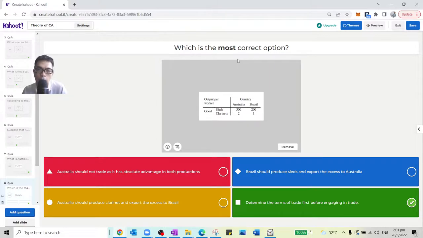So which is the most correct option? You realize that the red option is confirmed not the correct option, because Australia already has absolute advantage. By right, if they have absolute advantage, they shouldn't be engaging in trade. But if you're looking at comparative advantage, then there is a basis of trade, when countries can produce at a lower opportunity cost in different productions.